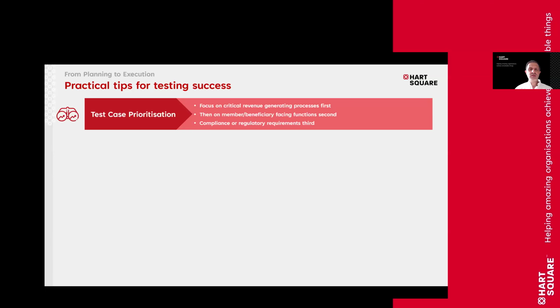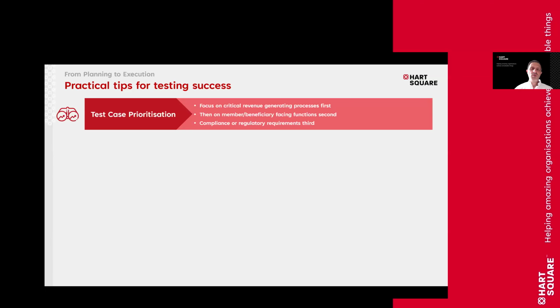Then focus on things that are going to be member or beneficiary facing. Anything that is going to be visible to them. And this isn't just the portal. It could be an internal process like processing their payment or processing their renewal or a refund on a donation. Even though they might just be internal processes, they will have external consequences. So make sure that those are your second priority.